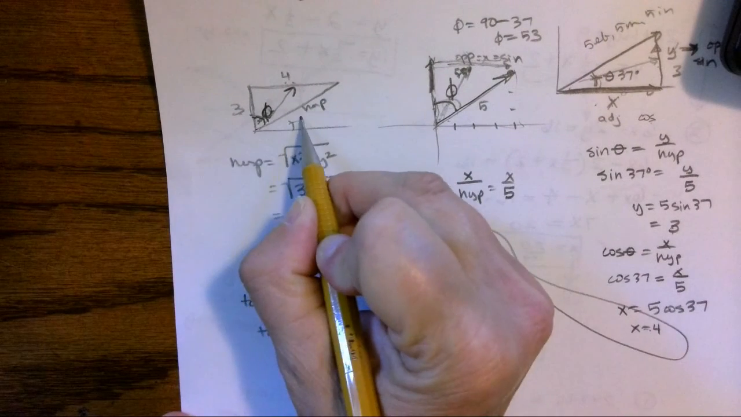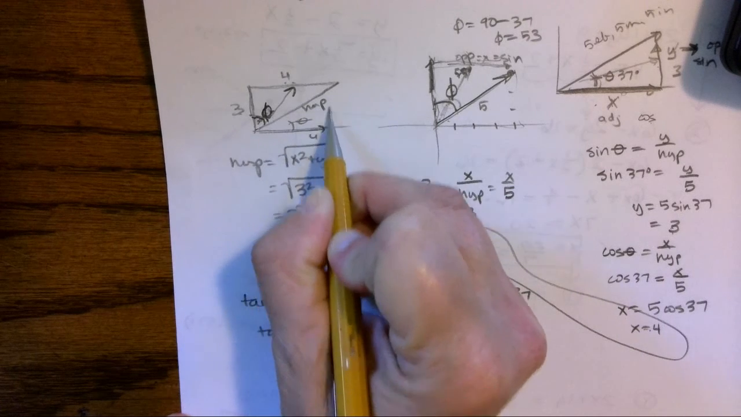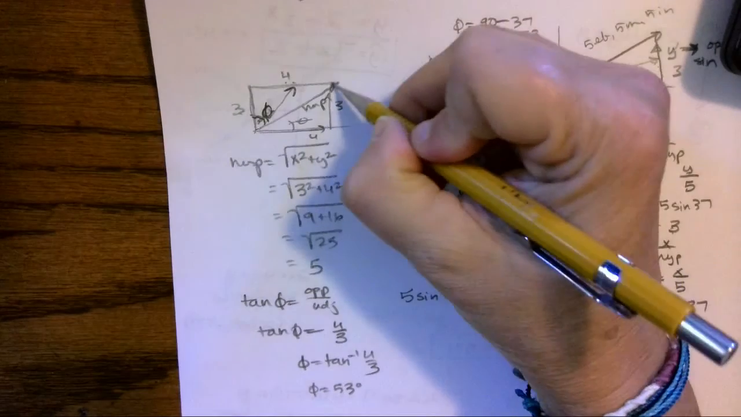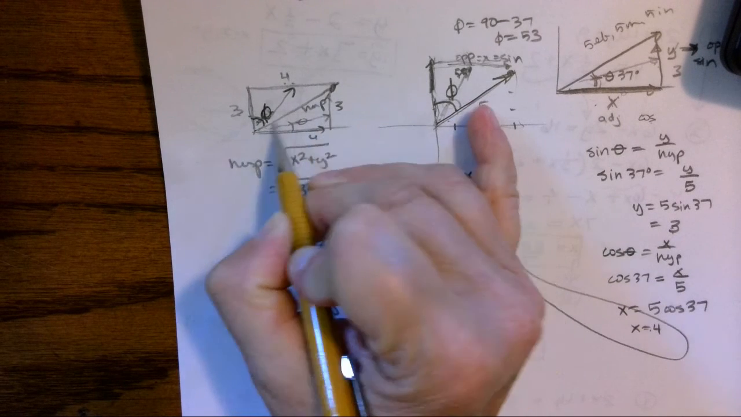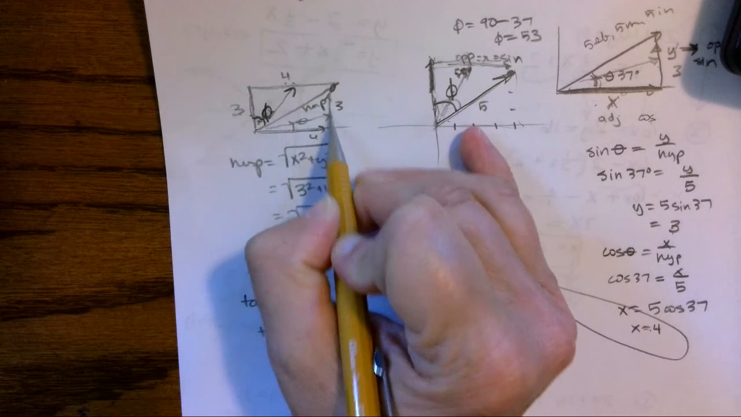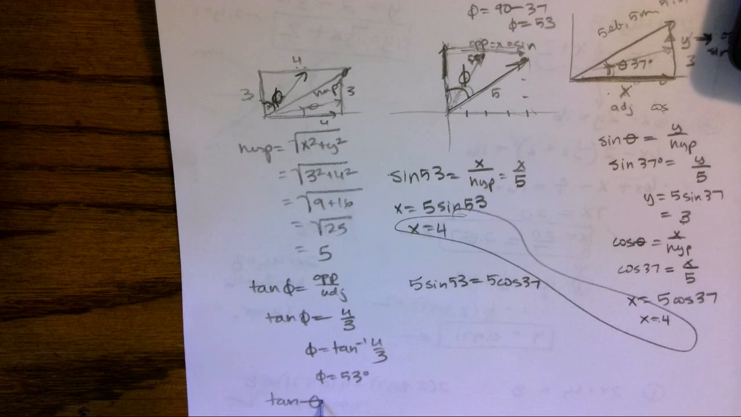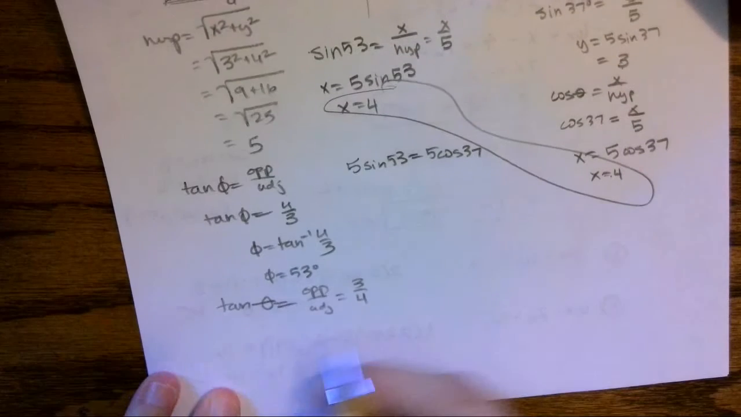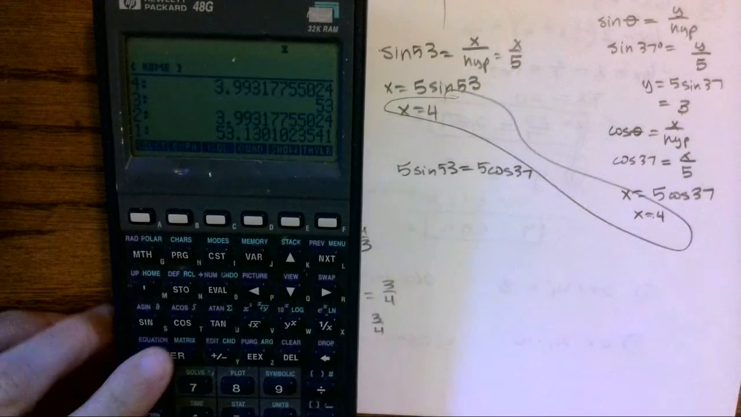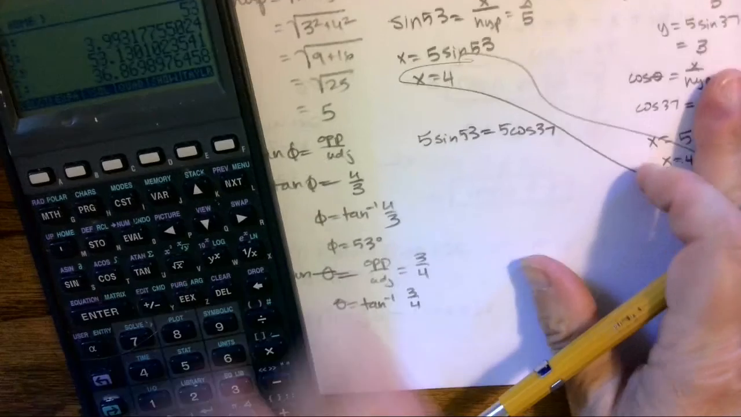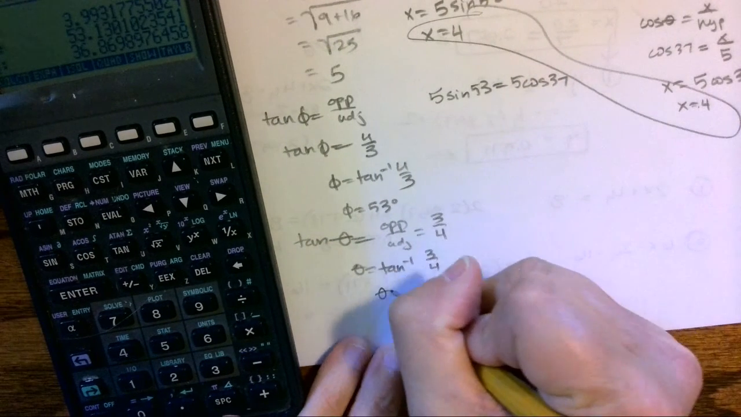If I wanted to know what theta was, here's theta. So I'm walking over 4, I'm walking up 3. It's the same point. I'm coming to the same point at the end of that vector. When I'm looking at theta, now the opposite is this y portion. Tan theta equals opposite over adjacent, so I get 3 over 4. So theta equals the inverse tan of 3 over 4. 3 divided by 4, inverse tan, and I get a theta of 37 degrees.